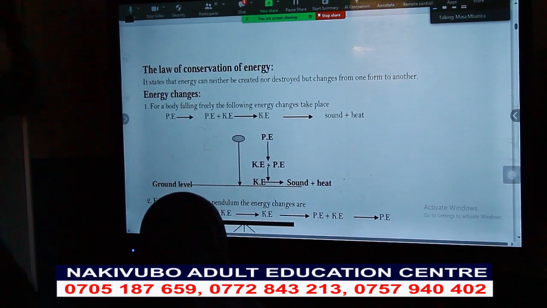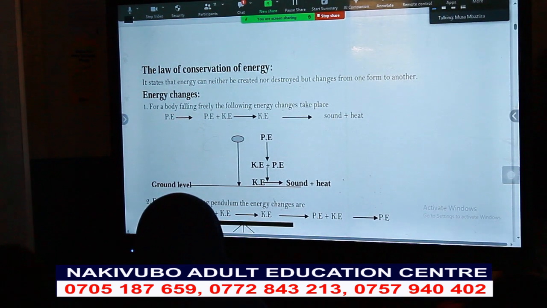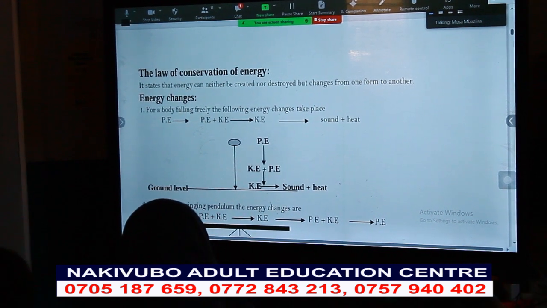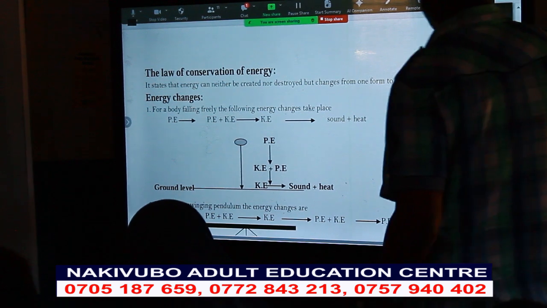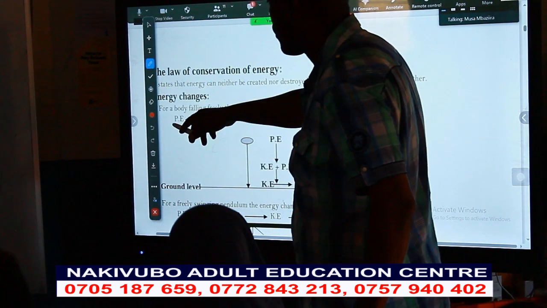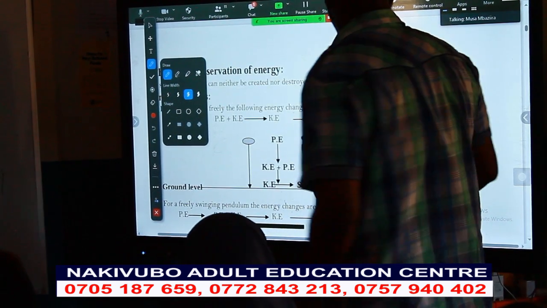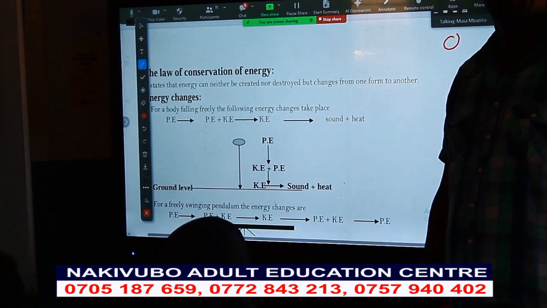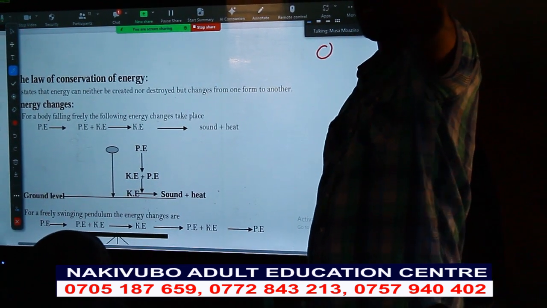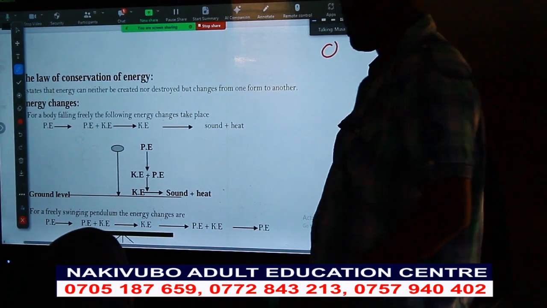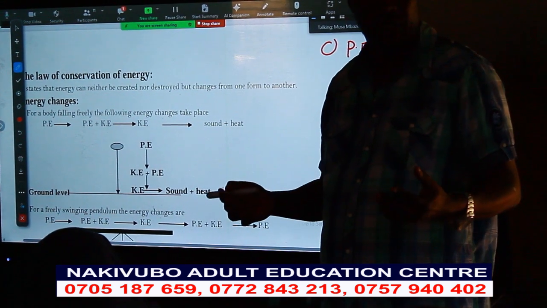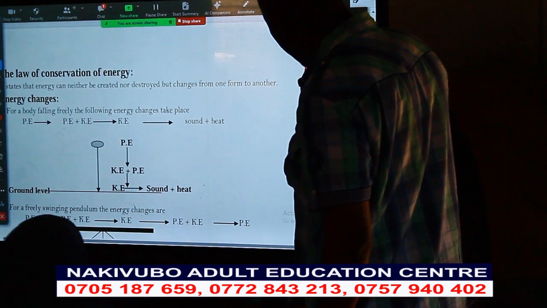So if we look at a falling body, if we take an example of a body falling freely in the atmosphere, okay? If you have a stone, which is stationary somewhere in the air, when a body is stationary, it has only potential energy. So at that position, it has only potential energy because it is not moving. Am I clear?